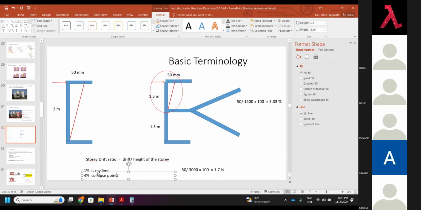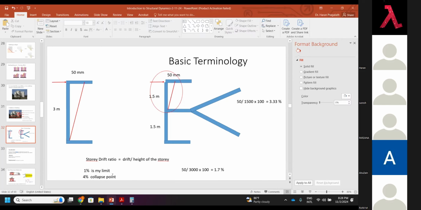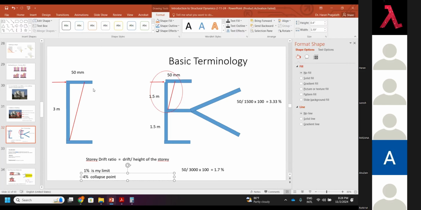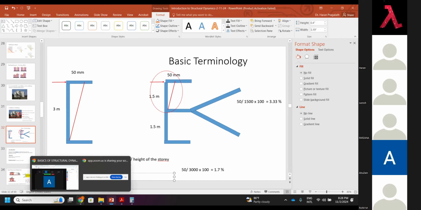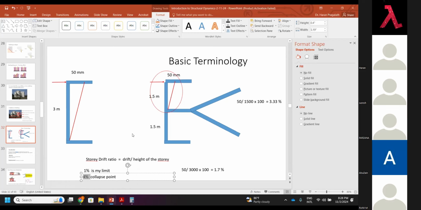So if my building is at the collapse point, let's say my drift limit, this is not according to the code, this is according to some performance limit. So my building will collapse if the column is deflected for a 4% drift. This is what the general rule. So if my column is high for the 50 mm, my demand is coming 1.7 percentage only. But for the same 50 mm, because of this 1.5 meter height, my demand is increased to 3.33 percentage.